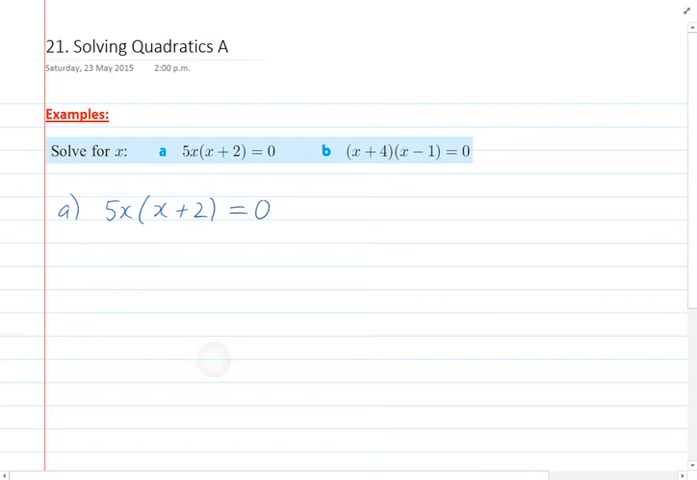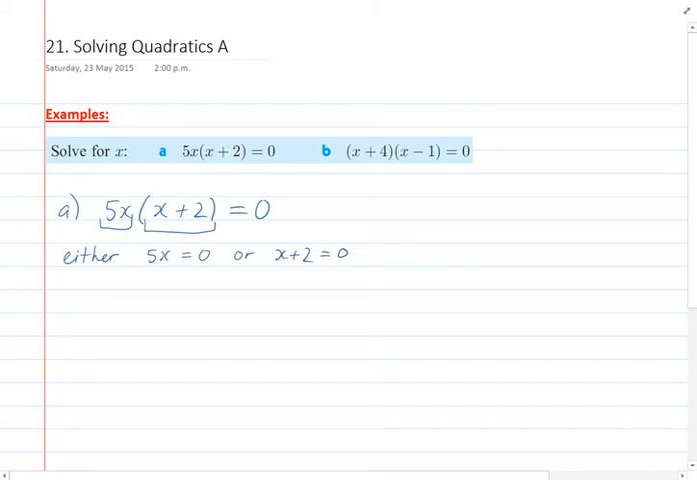Okay, so let's look at our factors. One factor is 5x and the other factor is x plus 2. And they times to make 0. So that means that one of these things must be equal to 0. So we write either 5x equals 0 or x plus 2 equals 0.